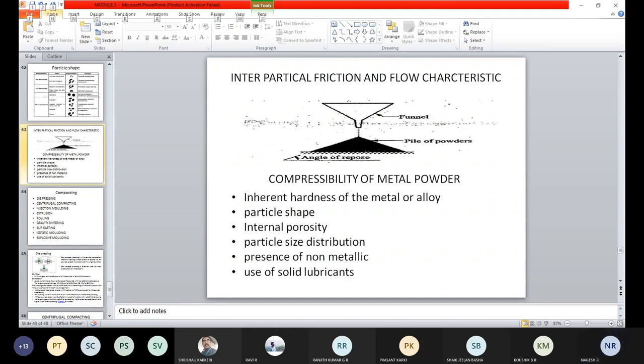So now, what do you mean by compressibility? We have come across different methods also, and we have studied the friction between the sand particles. Based on the size of the sand particle or powder, the angle and flow characteristics will vary.